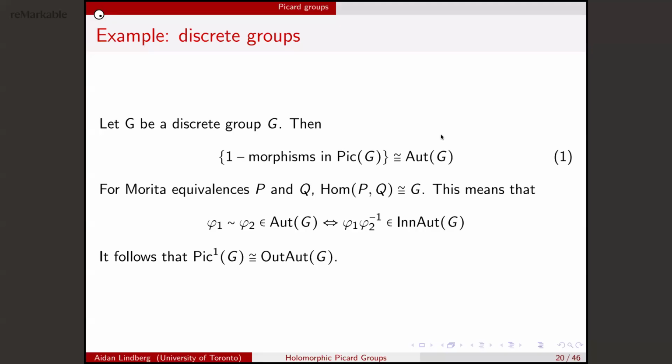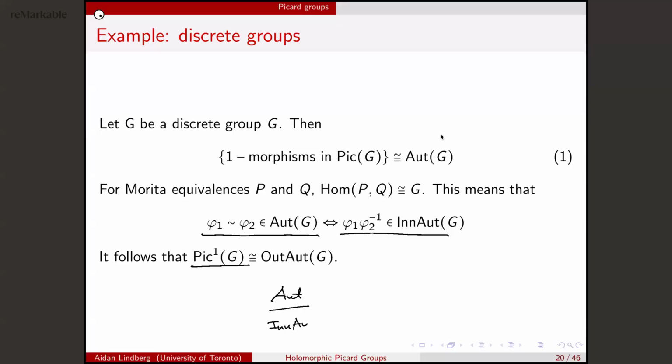Now, if you have two Morita equivalences, you can check that the space of 2-morphisms between these is going to be a copy of the group. And when you translate that through this morphism, this is saying that I should consider two automorphisms to be equivalent if they differ by an inner automorphism. Okay. So what this is saying is that the associated 1-group is going to be Aut mod Inn.